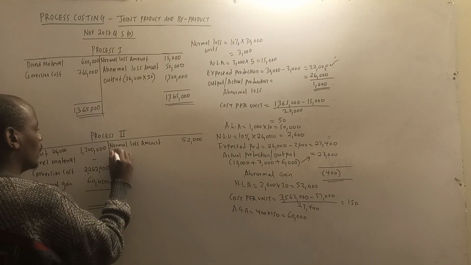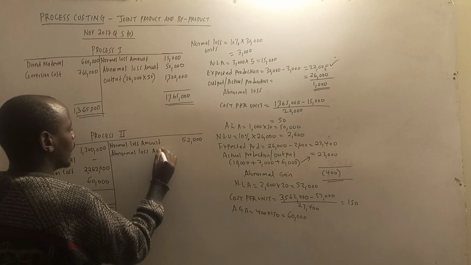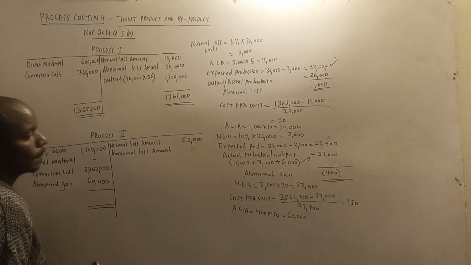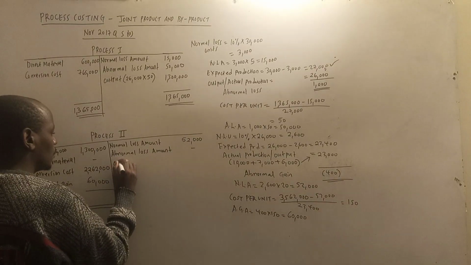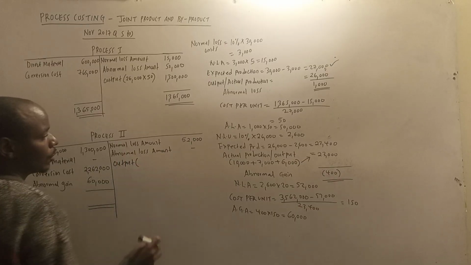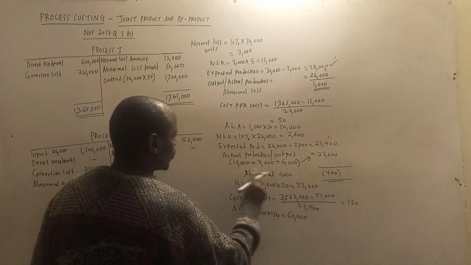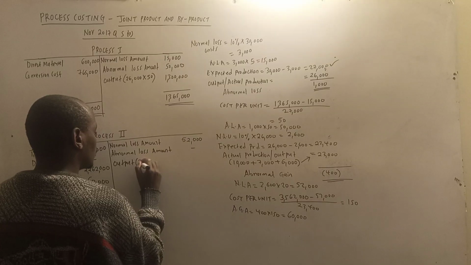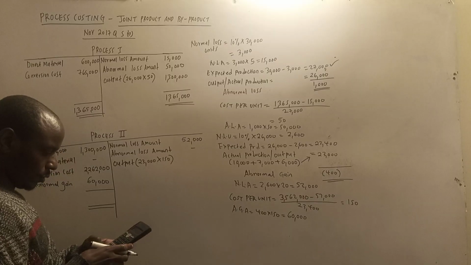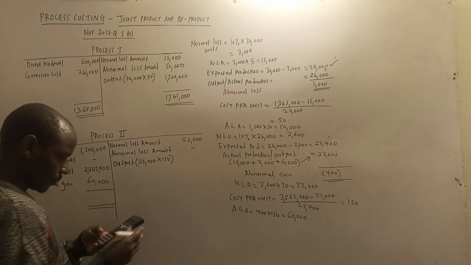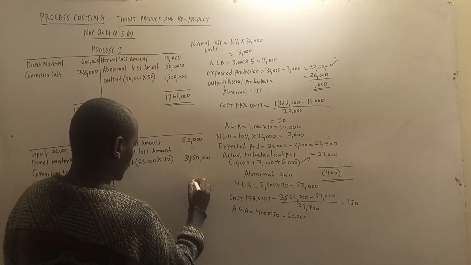Then you also need abnormal loss amount. So it's 0 because we do not have any. Then output. Now our total output, 10 plus 7 plus 6, which is 23,000 times 150, which is 3,450,000.